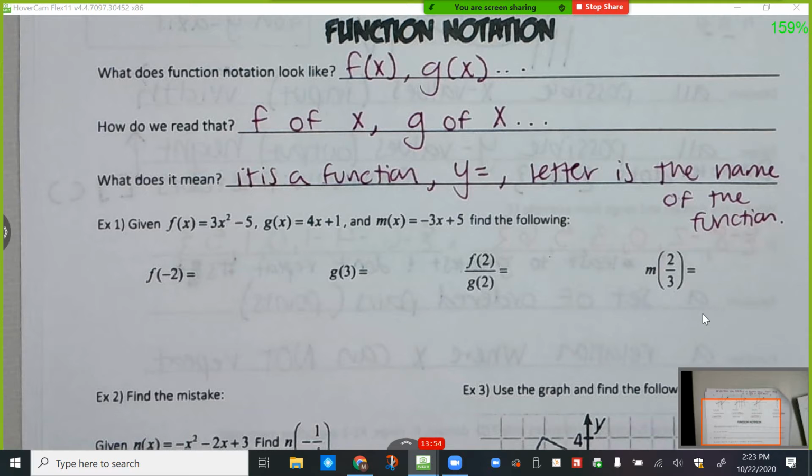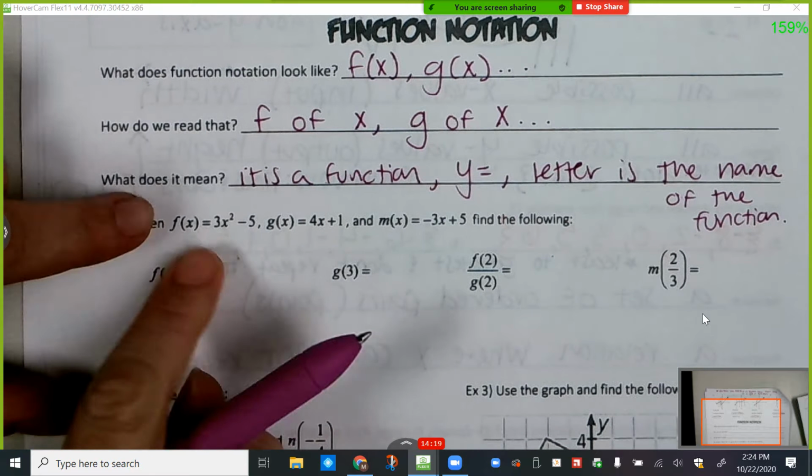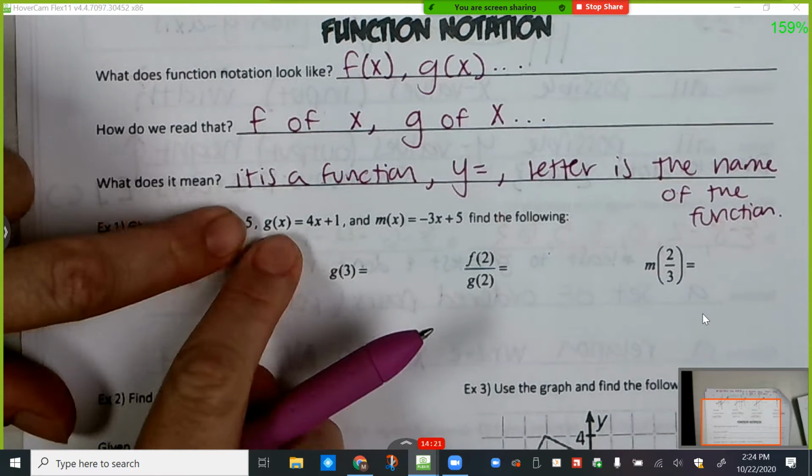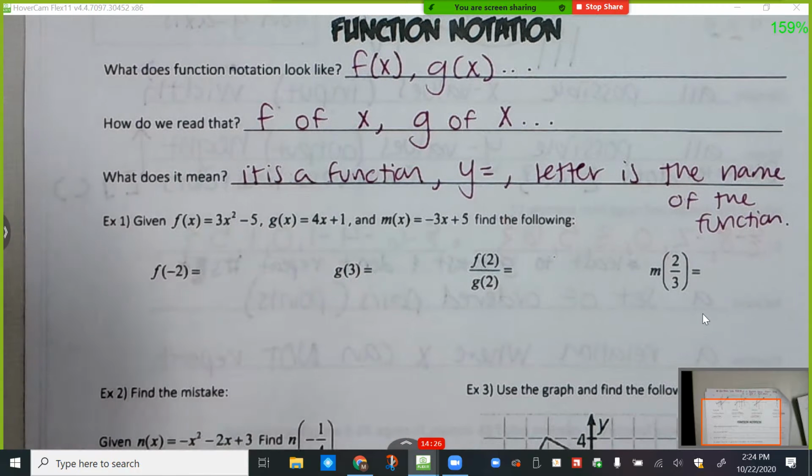Letter is the name of the function. Looking at example 1 and the 4 pieces of it, why do you think the letter is important? It tells you where to plug it in. So that letter, that name, is telling you, hey, f of negative 2, but here's the f equation. We don't want to plug it in the g equation or the m equation because that's not what I'm looking for. Do you see what I'm saying? That's why the letters are important.